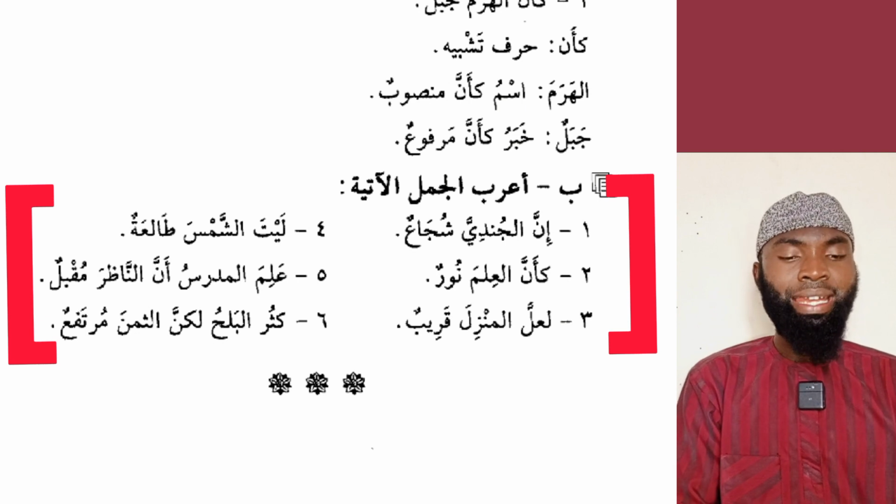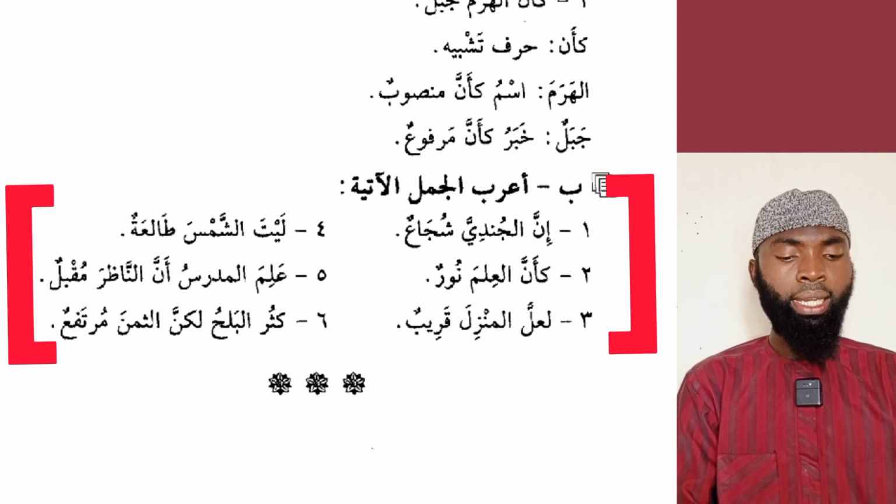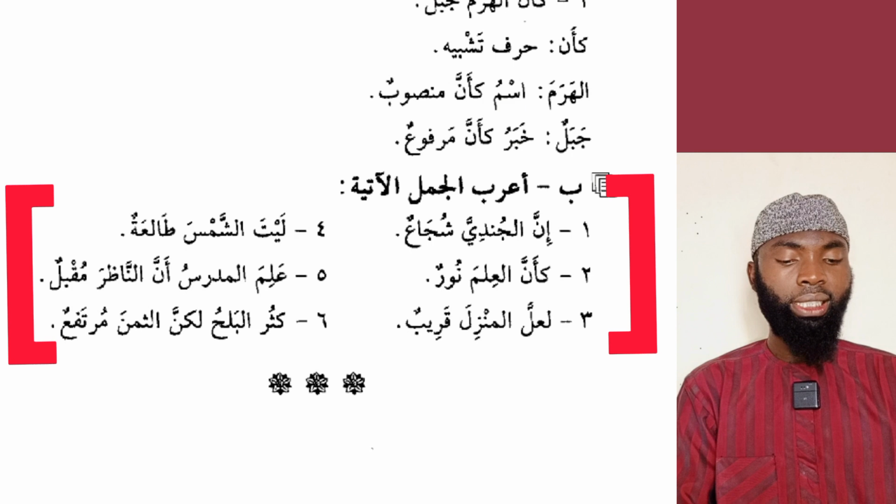Number two, we have ka'anna, which is harfu tashbihin. Ka'anna al-ilma nurun, as if knowledge is light. Ka'anna is harfu tashbihin. Al-ilma ismu ka'anna mansub, nurun khabaru ka'anna marfu. Number three, we have la'alla. We say harfu raja'in. Al-manzila ismu la'alla mansub, qaribun khabaru la'alla marfu.